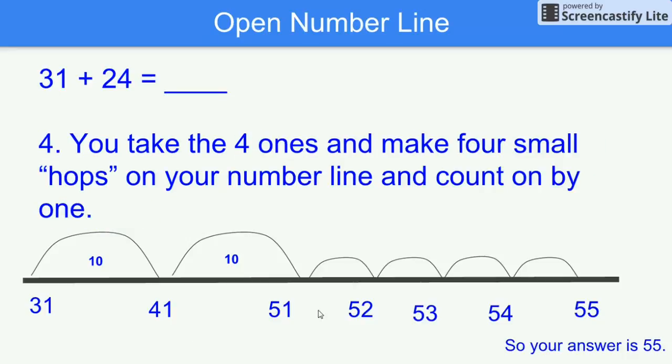We then move on to our ones. We are going to take our 4 and make 4 smaller hops and count on by 1. So we have 51, 52, 53, 54, and 55. So 55 is your answer to our original number sentence.